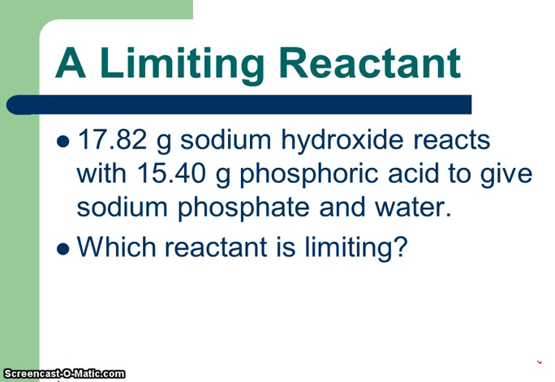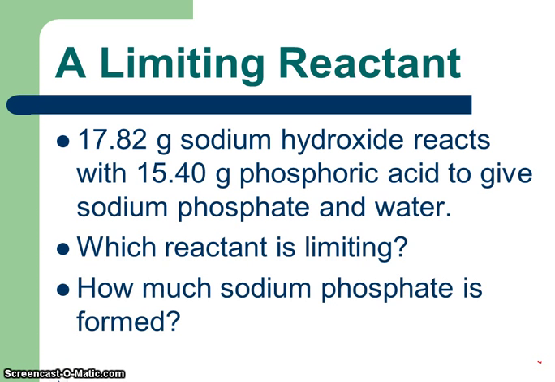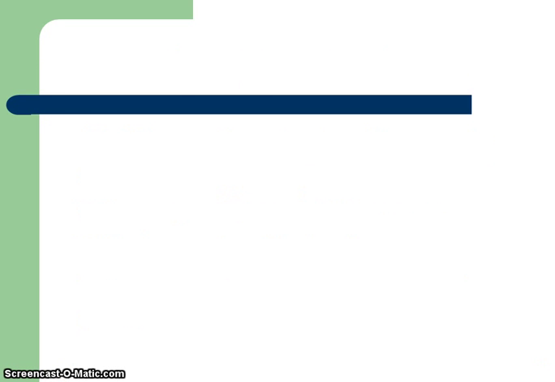We want to decide which reactant is the limiting reactant, and then we want to find out how much sodium phosphate can be formed. So let's work our problem out. Our first step is going to be to balance our equation.